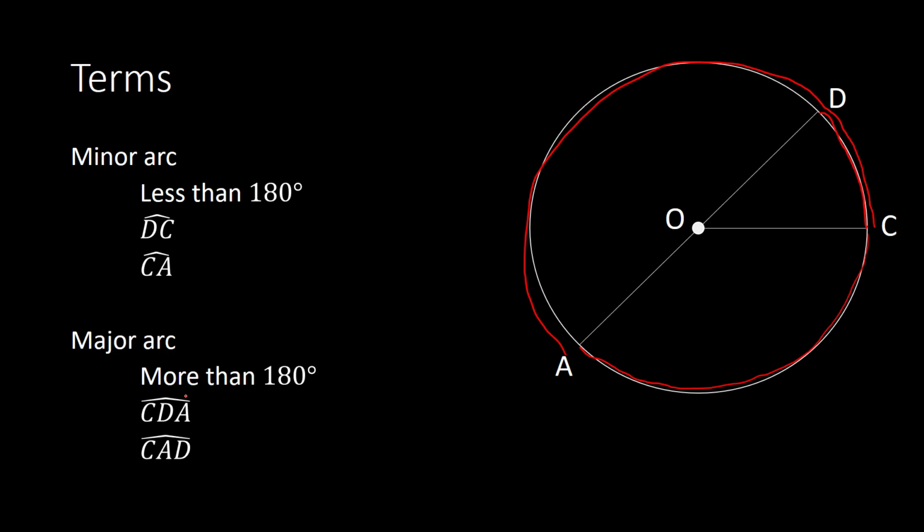So to signify which direction we're going, we use 2 letters for a minor arc, but a major arc uses 3 letters, meaning that we are going the long way. So we have CDA, meaning we start at C, we go around through point D until we reach point A. So we're going the long way around. Same thing with CAD, which means we're starting at C, going through A, then going around to point D.